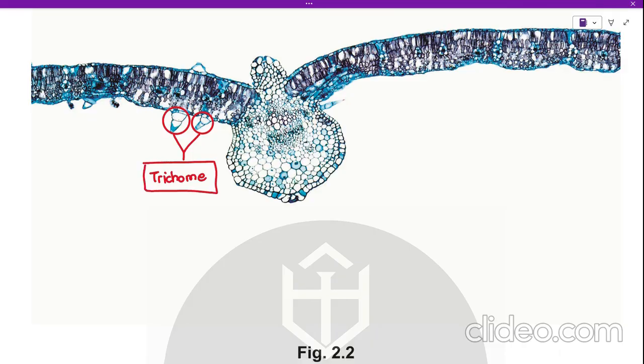Now, what can be the other feature? Just let me make it a box. Okay, what can be the other observable feature? You can see the palisade mesophyll and the spongy mesophyll. They occupy less space here. You can compare this gap with the slide gap. So you can also write about the area covered by mesophyll tissue.